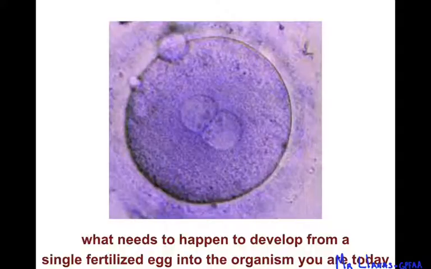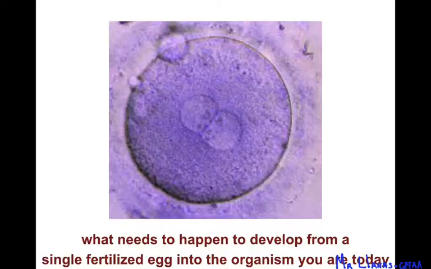What needs to happen to develop from a single fertilized egg into the organism that you are today? Well, the first thing that needs to happen to a fertilized egg is it needs to start dividing, right? Because we are not made up of one single cell. A fertilized egg is a zygote, the sperm and the egg. That's all they are. And then, as you can see in the picture, it's going to start dividing. One cell is going to become two cells, and eventually it's going to become you.